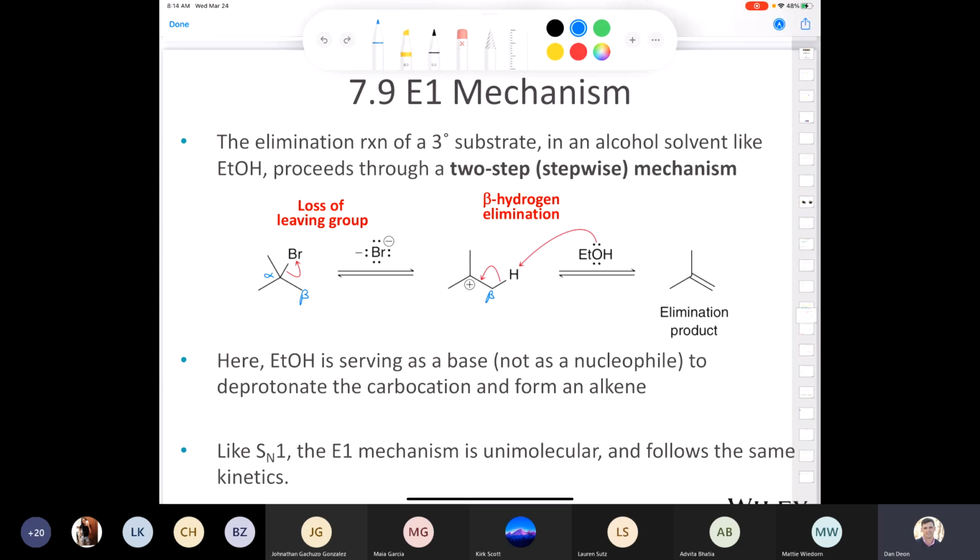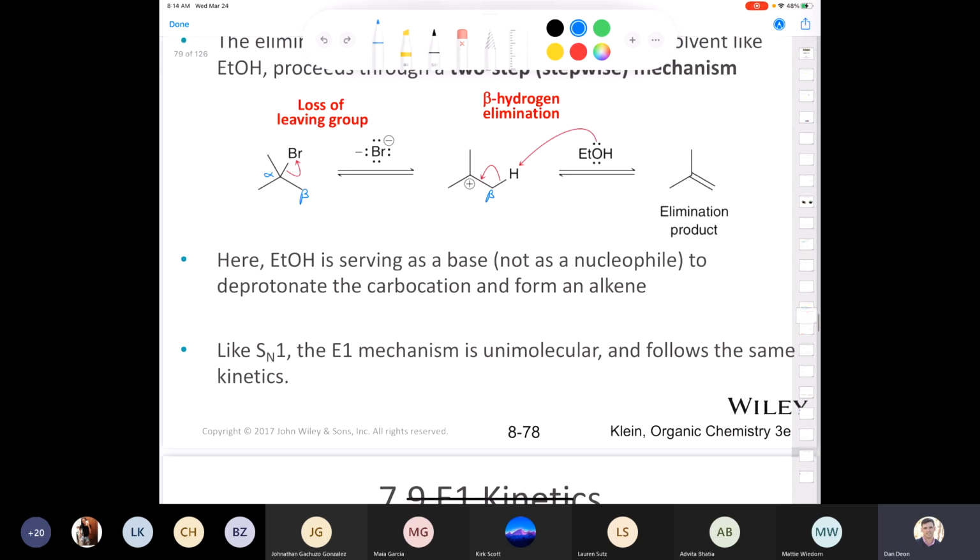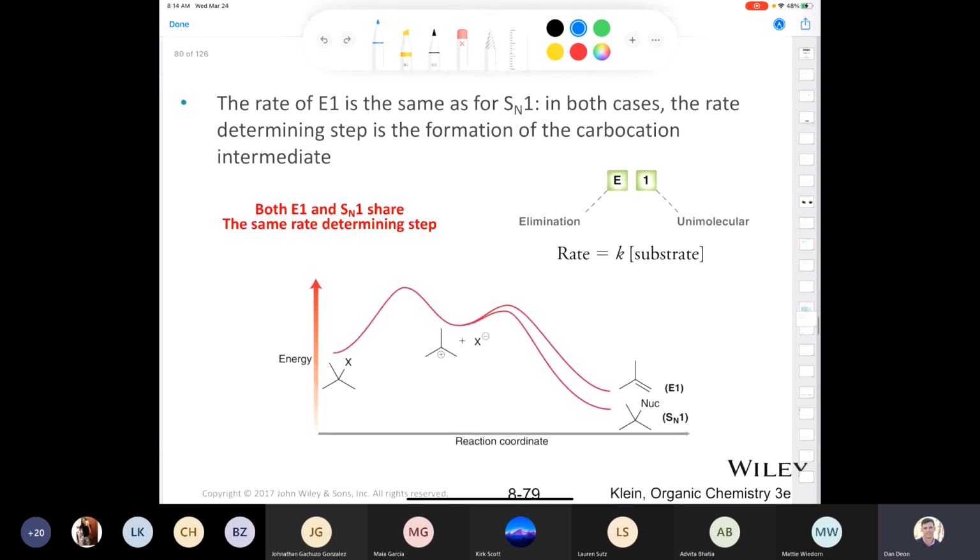So like an SN1 reaction, the E1 mechanism is unimolecular. It follows the exact same kinetics that we saw in the last reaction. What else? The rate of the E1 is the same as the SN1. So it's an elimination reaction. It's unimolecular, right? They both share the same rate determining step, which was the formation of the carbocation.